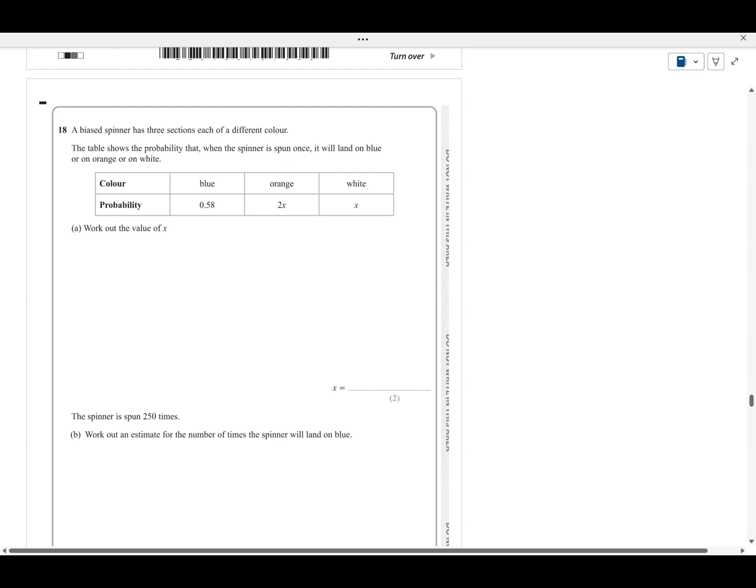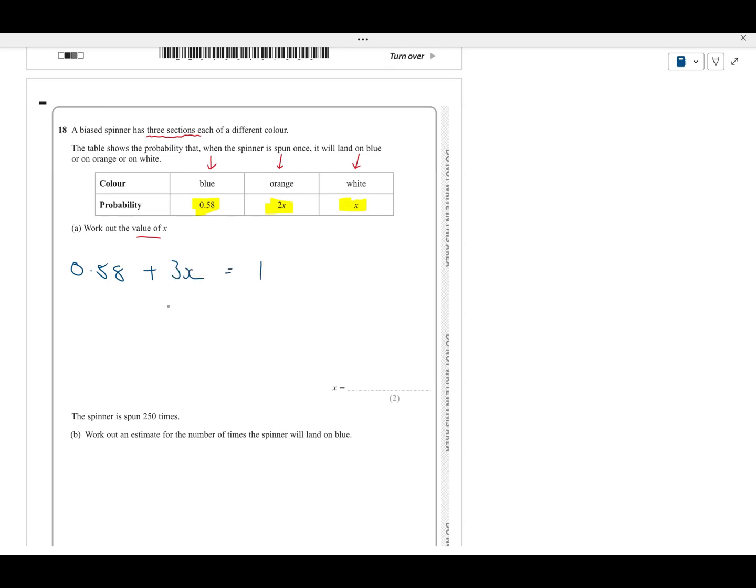Question 18. A biased spinner has 3 sections, each of a different colour. The table shows the probability that when the spinner is spun once, it'll land on blue, or on orange, or on white. Work out the value of x. Wait a minute, that plus that plus that has to equal 1, doesn't it? So 0.58 plus 2x and x is 3x has to equal 1.